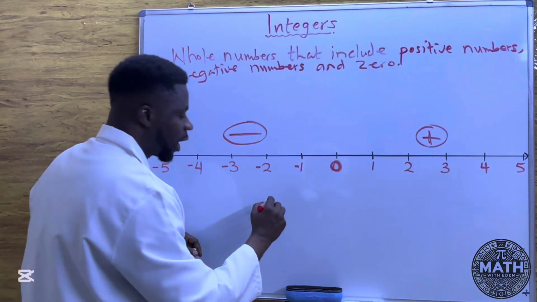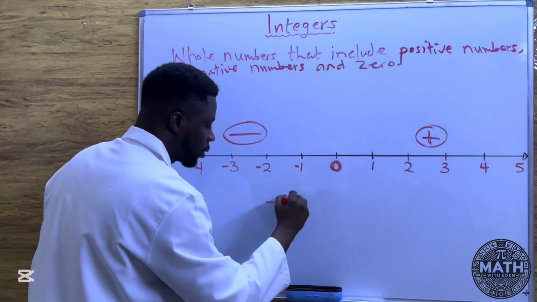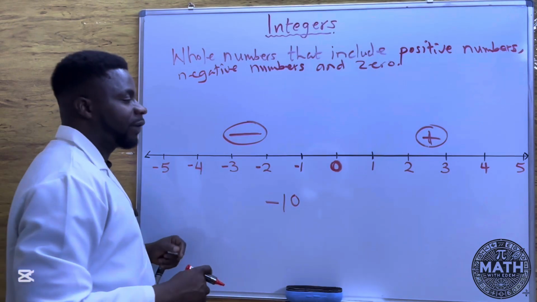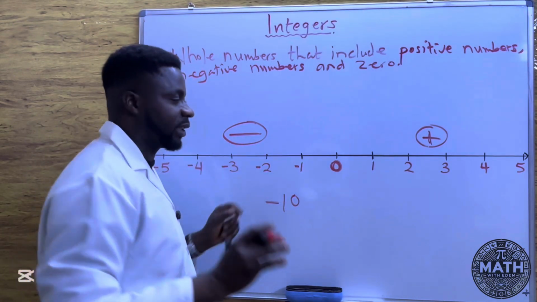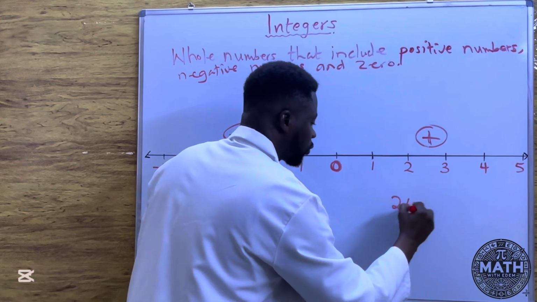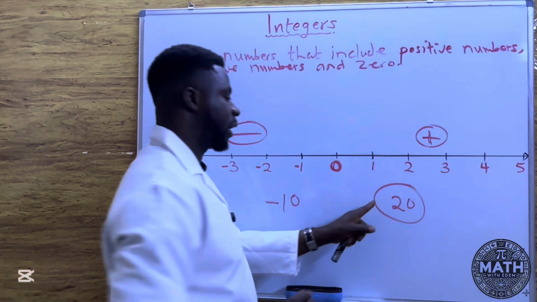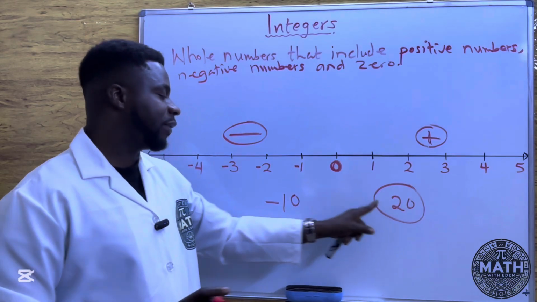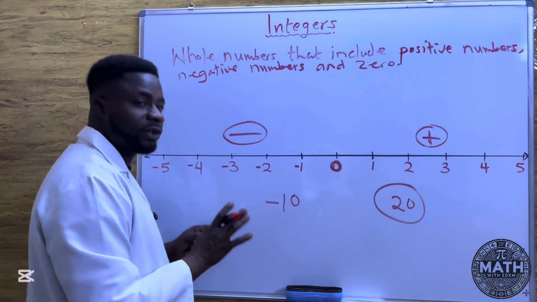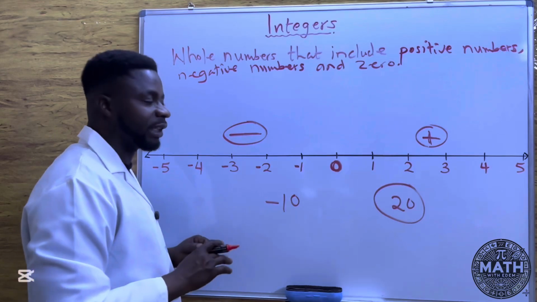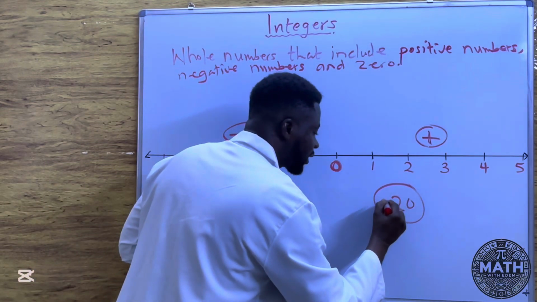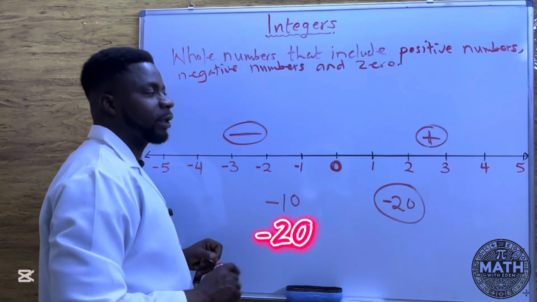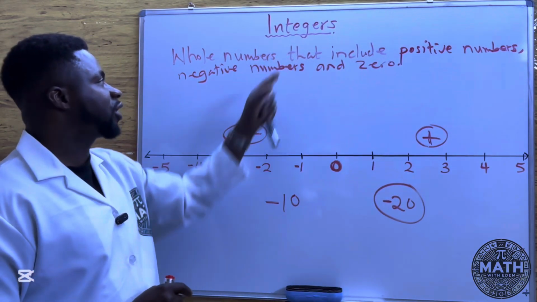So if I write this, it means a negative 10. Now, if a number is written without any sign, for instance, if I write 20 without any sign, this is a positive number. But if a minus sign is attached to it, it becomes a negative number. So when I bring a minus sign, this becomes negative 20.